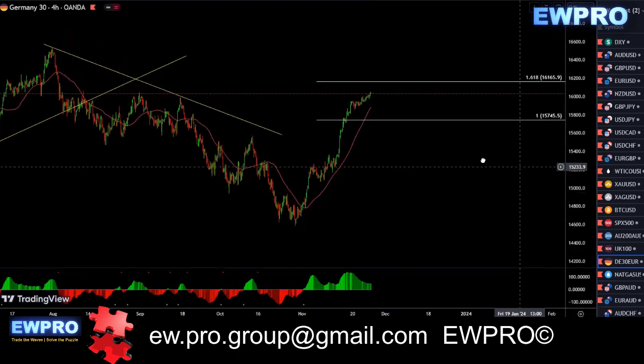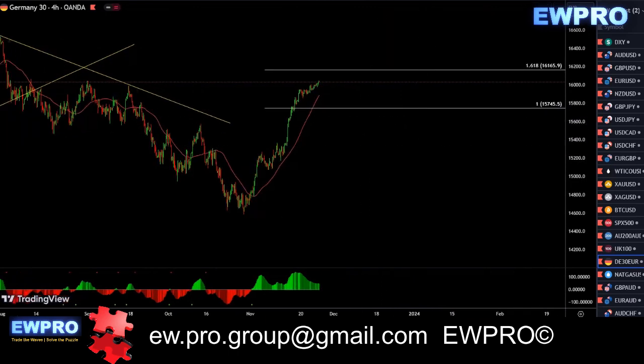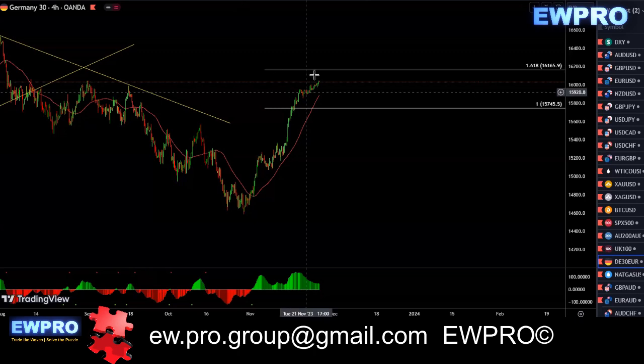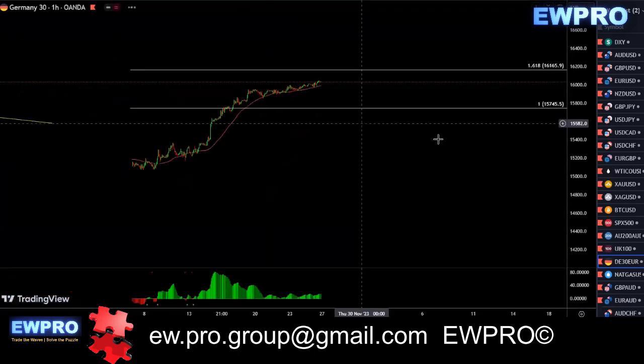You can only buy this. You're waiting for a correction. You got a nice impulse up. Wait for your correction, possibly back to the 50 fib of this move here, around here somewhere, and then you can load up. But you've got to wait for the correction. Scalping up here, you'll get burnt.